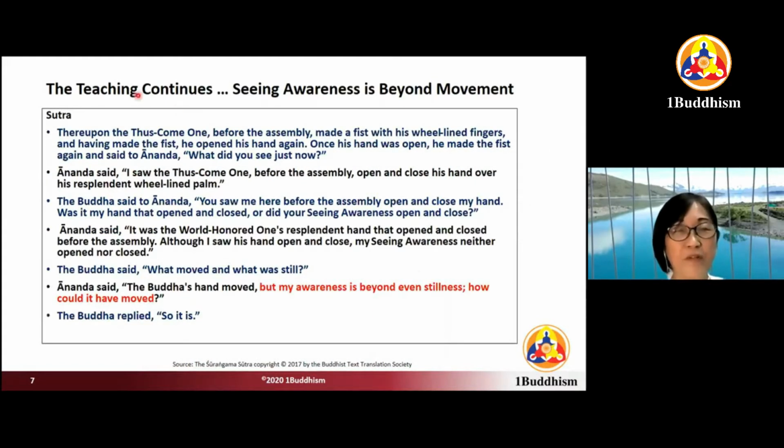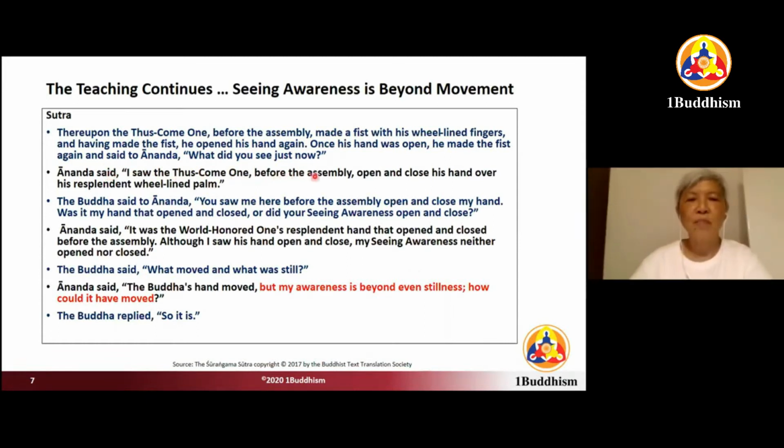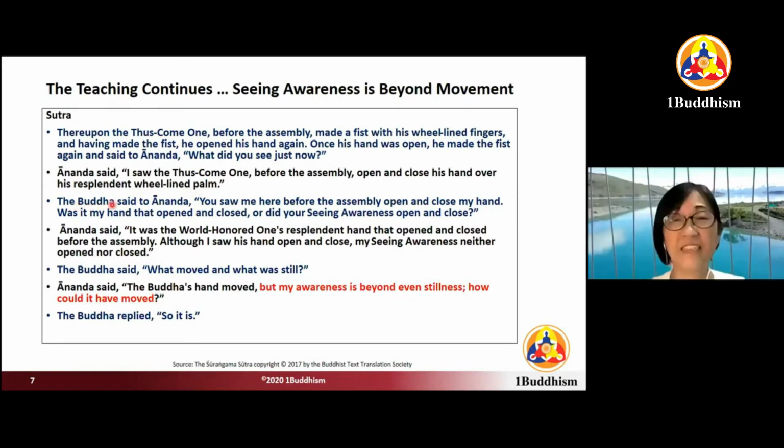Thereupon, the Thus Come One before the assembly made a fist with his wheel-lined fingers, and having made the fist, he opened his hand again. Once his hand was open, he made the fist again and said to Ananda, "What did you see just now?" And Ananda said, "I saw the Thus Come One before the assembly, open and close his hand over his resplendent wheel-lined palm." The Buddha said to Ananda, "You saw me here before the assembly open and close my hand. Was it my hand that opened and closed? Or did your seeing awareness open and close?"